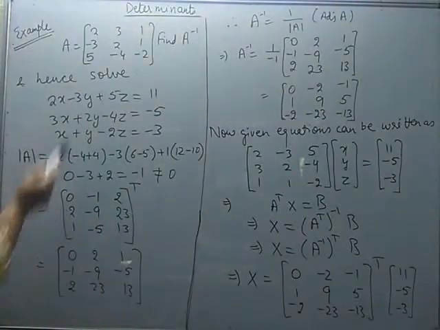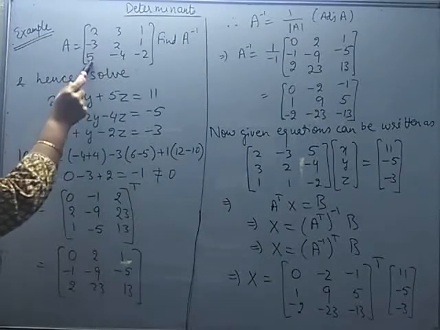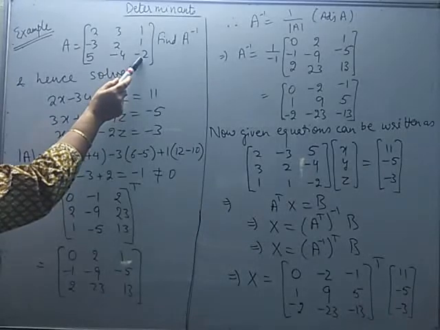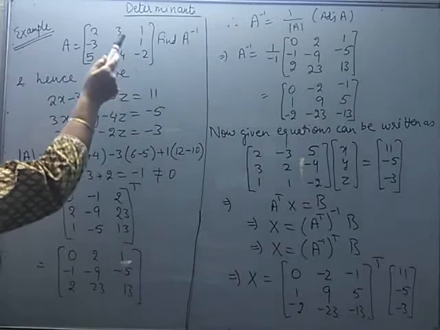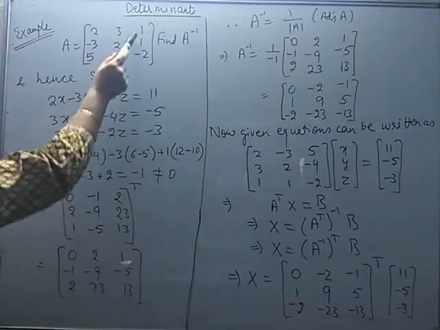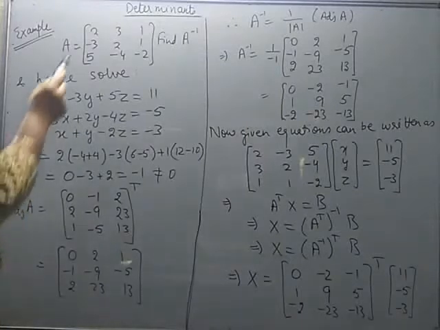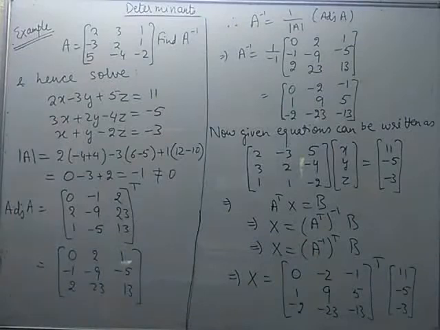But look at this 2, the cofactor of this element. If I hide the second row and the first column, we get 3 into -2, which is -6. And then minus of -4. So that makes it +4. So -6 plus 4 will be -2. But because the position is 2, 1, it will be multiplied with -1. So -2 into -1 makes it +2.